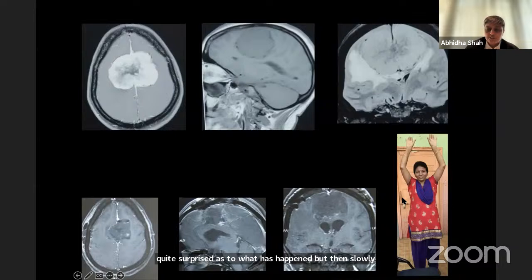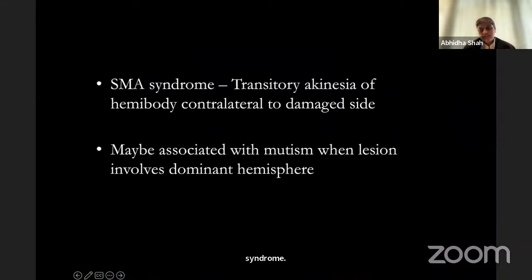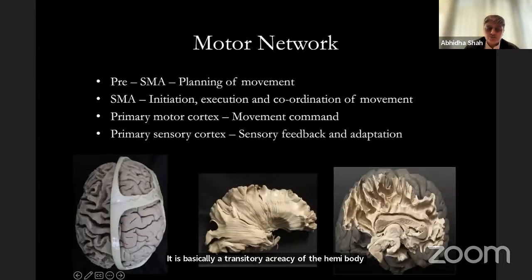And this is at the end of 3 months. So this patient actually had a bilateral SMA syndrome. You see the tumor is exactly in the SMA area, but she ultimately did well. So what is this SMA syndrome? It is basically a transitory akinesia of the hemibody contralateral to the damaged site. And if it involves the dominant hemisphere, it may be associated with mutism.